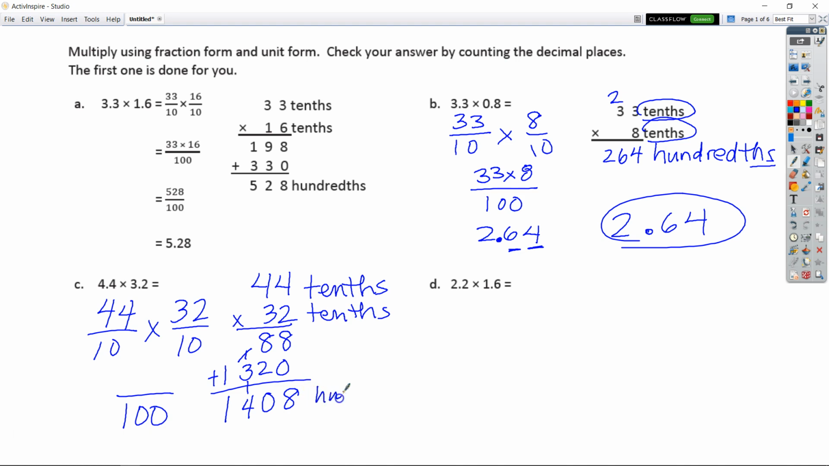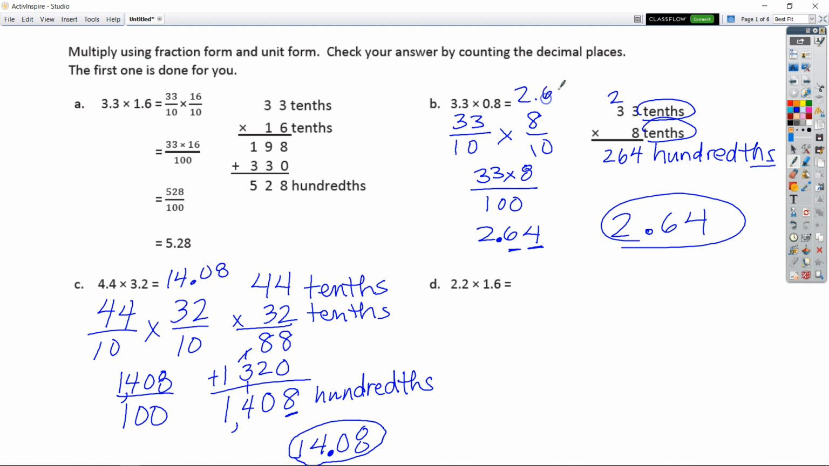So I know this is going to be 1,408 hundredths. And that's going to be 1,408. And this 8 has to be in the hundredths place. So if the 8 is in the hundredths place, that means the 0 is in the tenths place, the 4 is in the ones place. My decimal is going to be there, and it's going to be equal to 14 and 8 hundredths. Write that in next to our answer.